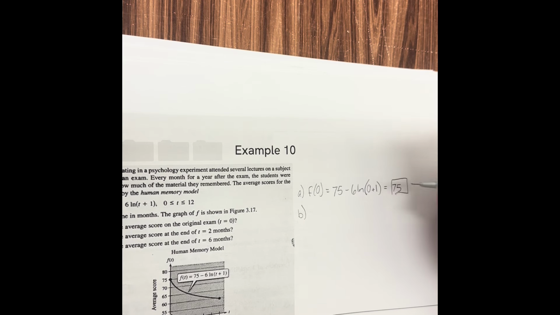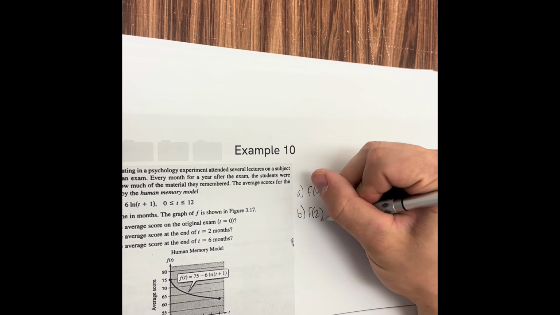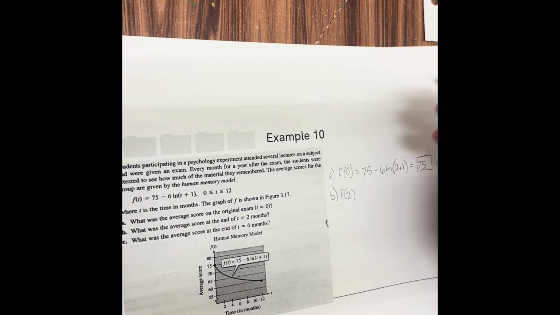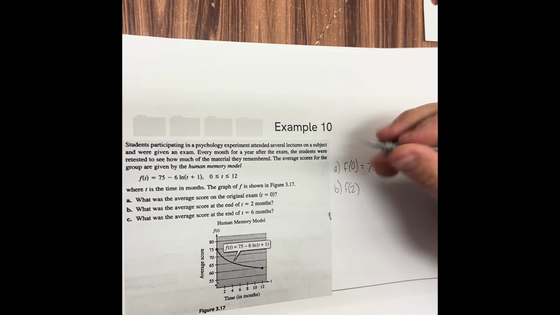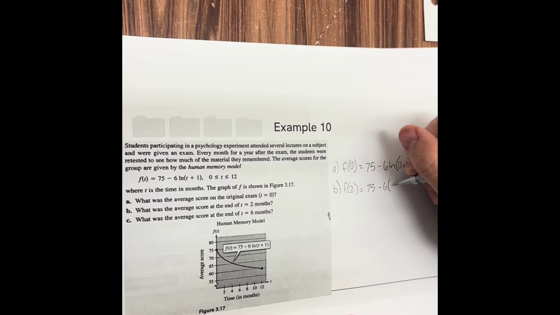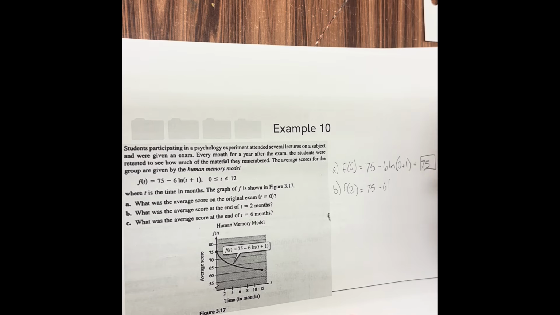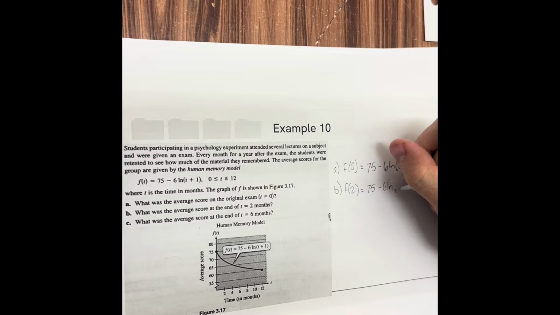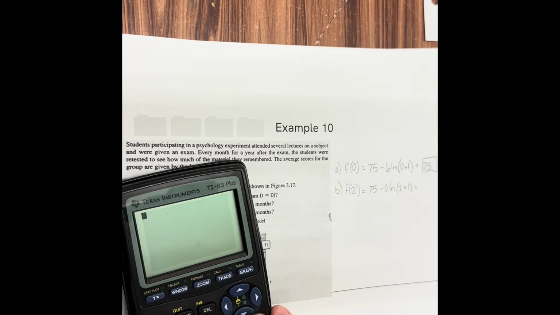B, what was the average score at the end of T equals 2 months? So F of 2. Wrapping up example 10 here, F of 2, again, we're just plugging in 2 into this equation, so 75 minus 6 times the natural log of 2 plus 1 equals. Since we already know what 2 plus 1 is, we're just going to plug it in as that. So 75 minus 6 times the natural log of 3, which is 68.4.